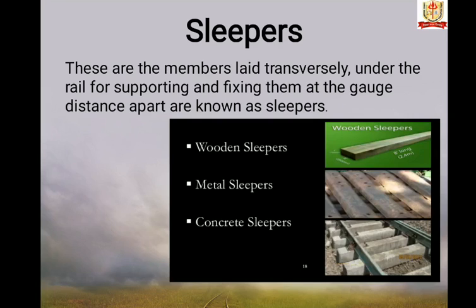In this lecture, we are going to start sleepers. These are the members laid transversely under the rail for supporting and fixing them at the gauge distance. These are known as sleepers.